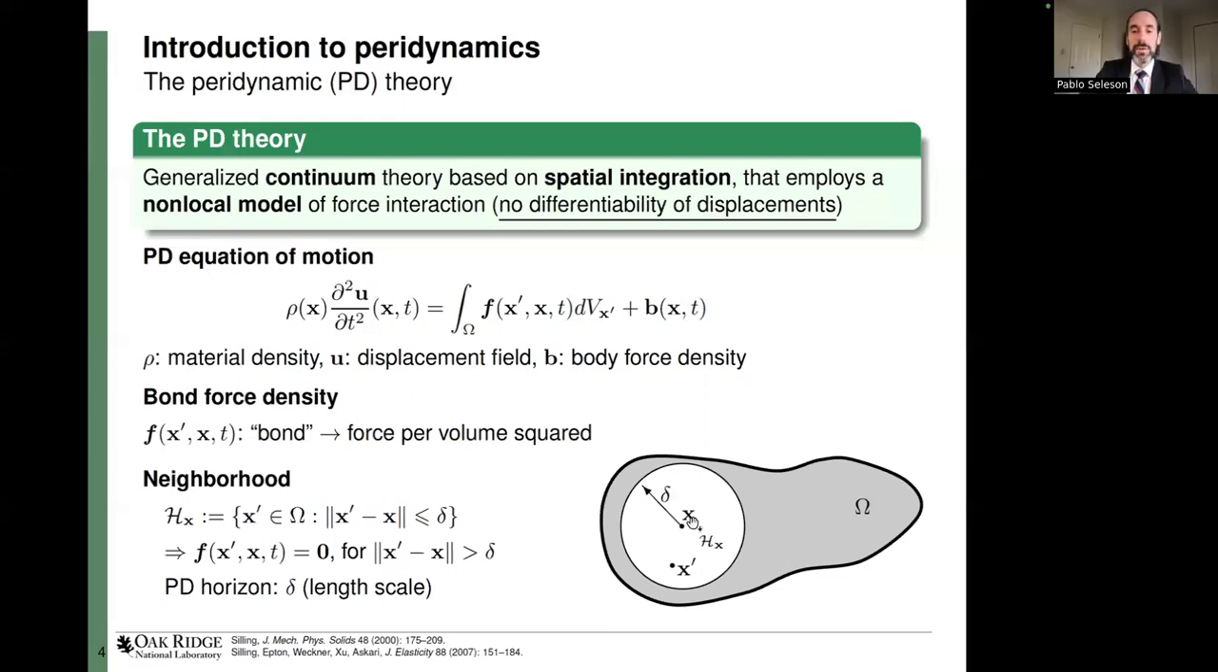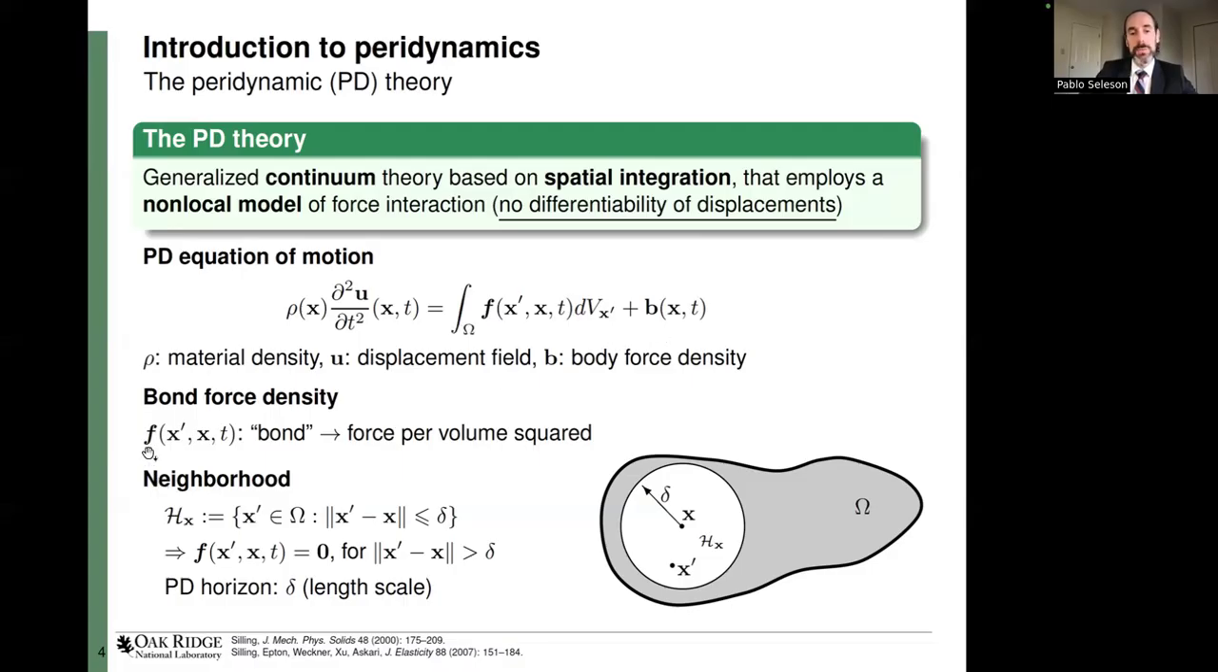Right. So for every point X in a continuum body, we assume that the point X interacts with a finite surrounding neighborhood, denoted by H_X, and X interacts through some force function f with all points X prime within some neighborhood of radius delta, and delta is a length scale in this non-local model. The evolution of each point follows this equation of motion, where rho is the mass density, u is the displacement field, and on the right-hand side we have the total force density, including the internal force density through the integral over this force function f, and b is an external prescribed body force density.